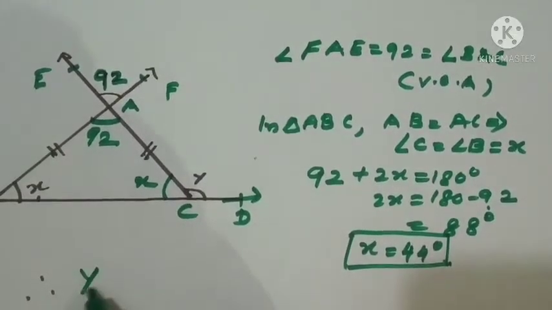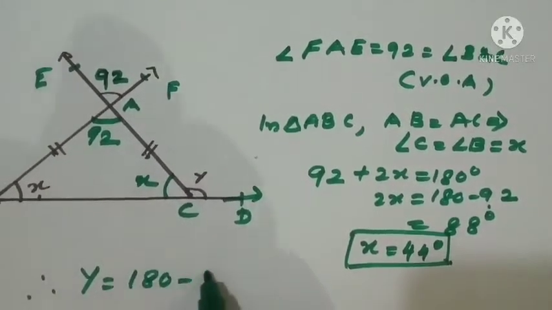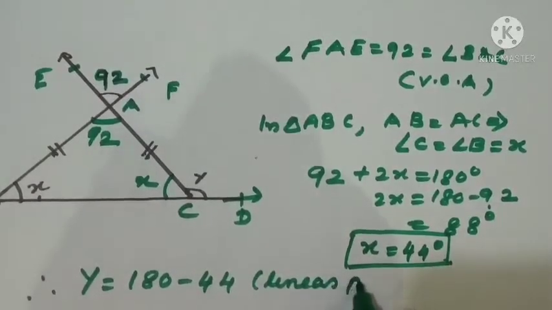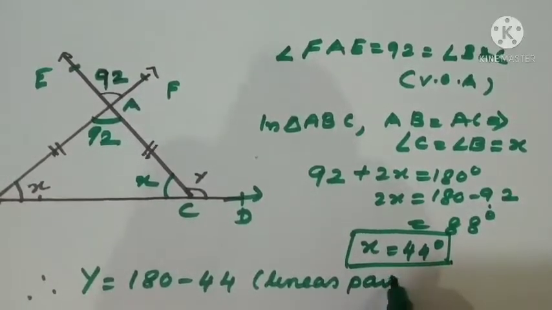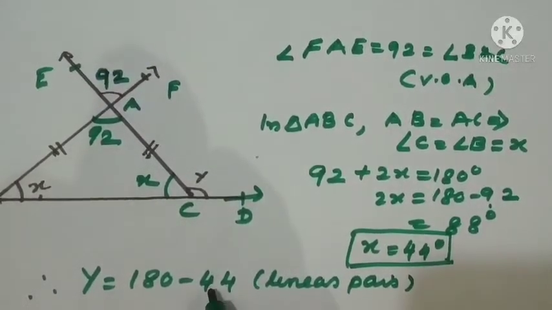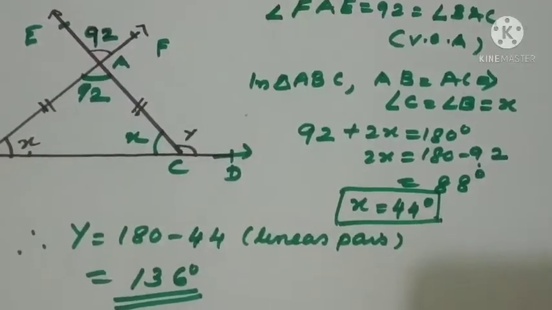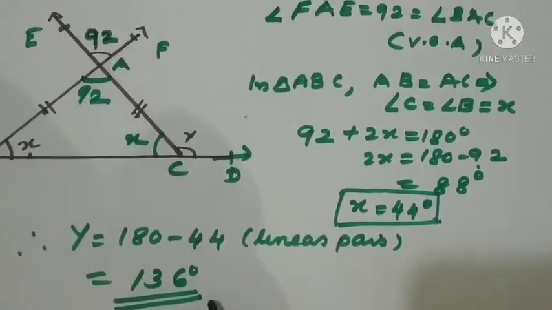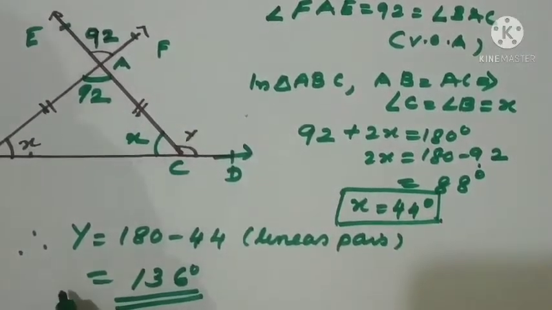Therefore, y equal to 180 minus 44, linear pair. So what is the difference? 6 plus 4, 10, balance 5, 1, 5 became, so 136 degree. That is y equal to 136 degree and x equal to 44 degree.